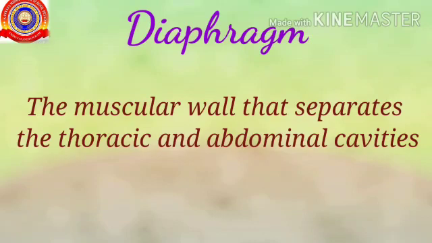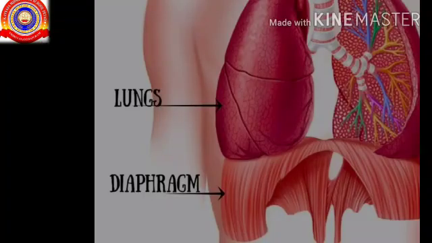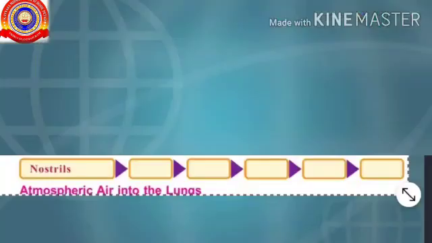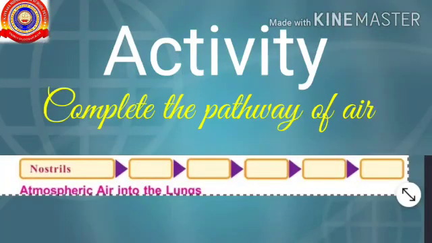Last one is the diaphragm. The diaphragm is a muscular wall that separates the thoracic and abdominal cavities. Students, try to complete the pathway of air.